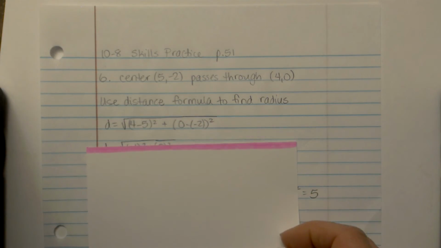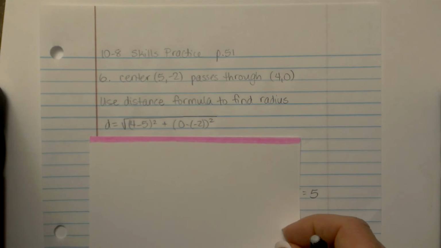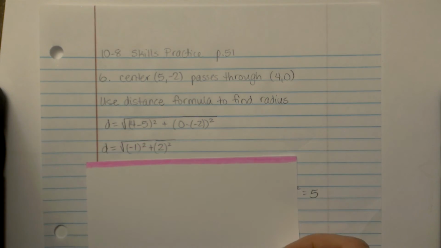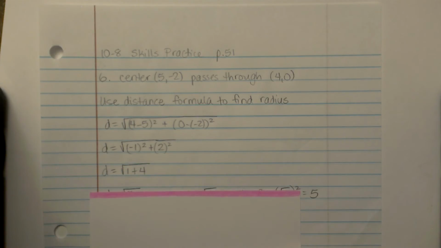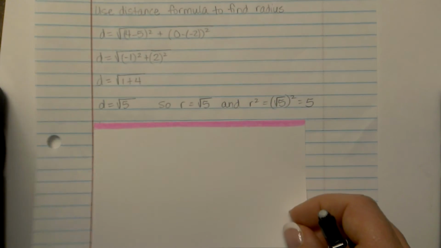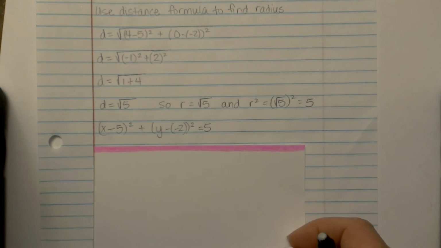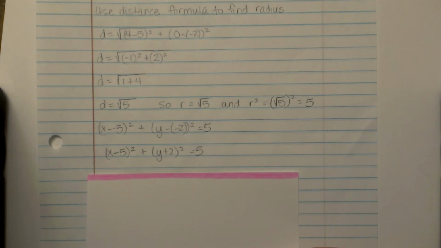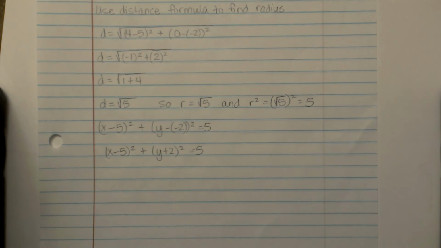Okay, so the distance formula, we're going to use the difference of x's squared plus the difference of y squared, and continue to evaluate those, and you get the distance or the radius is square root of 5. So when you square it, you get 5. Put it back in our formula, and there is our answer.